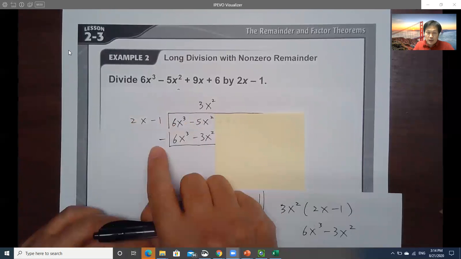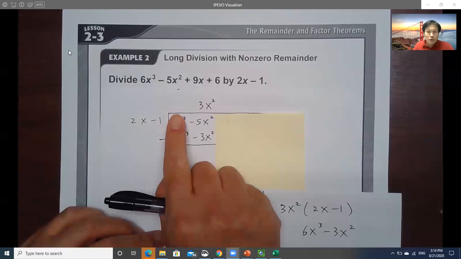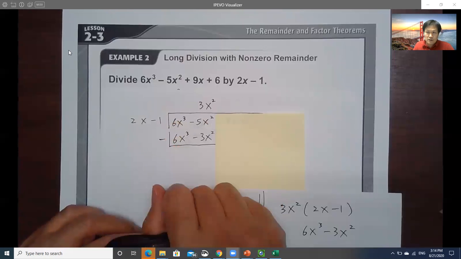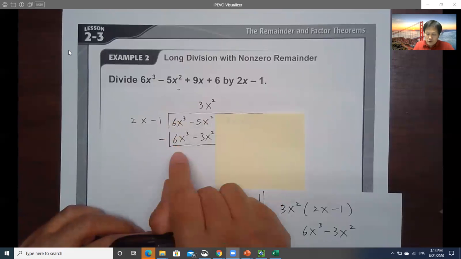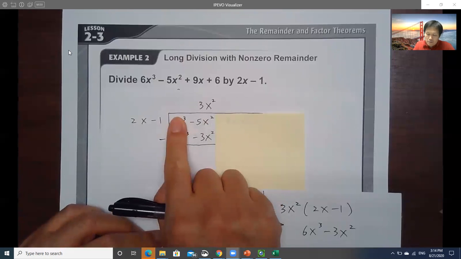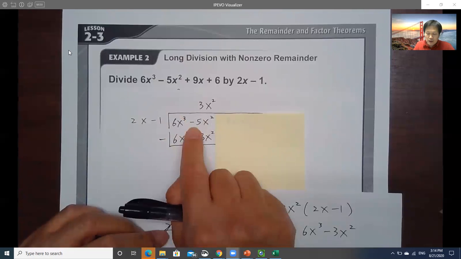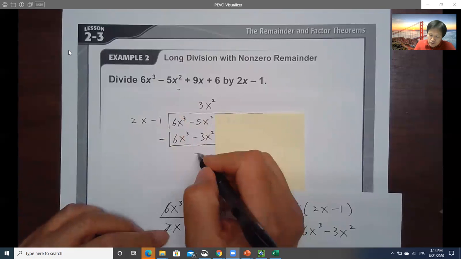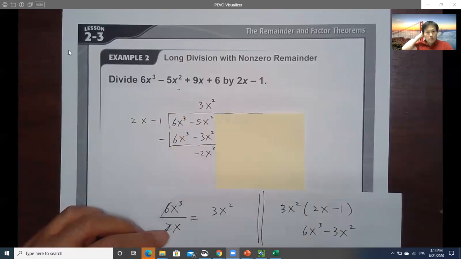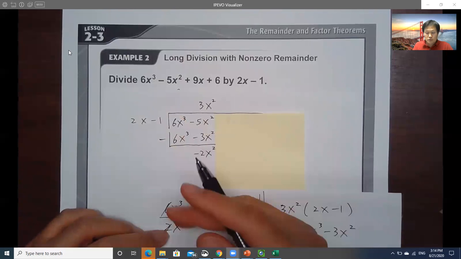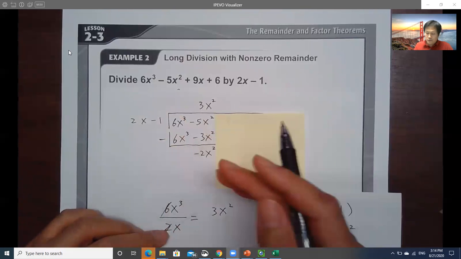6x cubic minus 6x cubic, they are supposed to disappear. If they don't cancel out, you made a mistake. You gotta start over. They are supposed to be gone. Minus 5 minus minus 3. Be careful. Double minus becomes a positive 3. Minus 5 plus 3 is minus 2x squared. If you follow this cycle, that's pretty much it. You just do this cycle over and over and over.